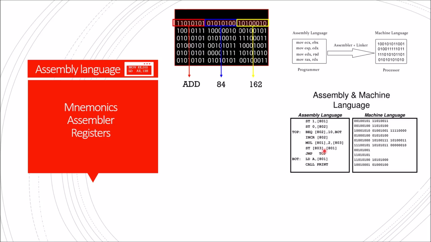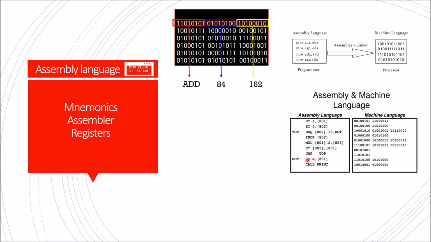So it will jump to this line in your code, and it will repeat it over and over until, of course, the actual value of 802 has been incremented and reached the value of 10. Then it will jump to BOT, which actually does this operation, takes the value in 801, loads it into register A.